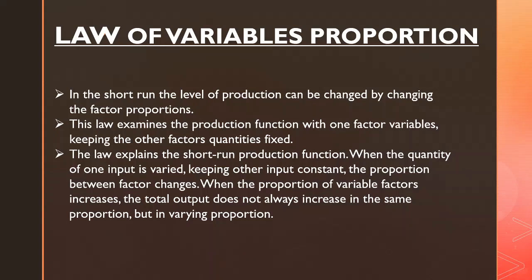जैसे ही हमारे फैक्टर्स के बीच में प्रोपोर्शन चेंज होता है, हमारा प्रोडक्शन भी चेंज होता है. पर हमारे प्रोपोर्शन चेंज होने से हमारा प्रोडक्शन का लेवल सेम रेशियो में चेंज नहीं होता. That means output does not always increase in the same proportion but in varying proportion.